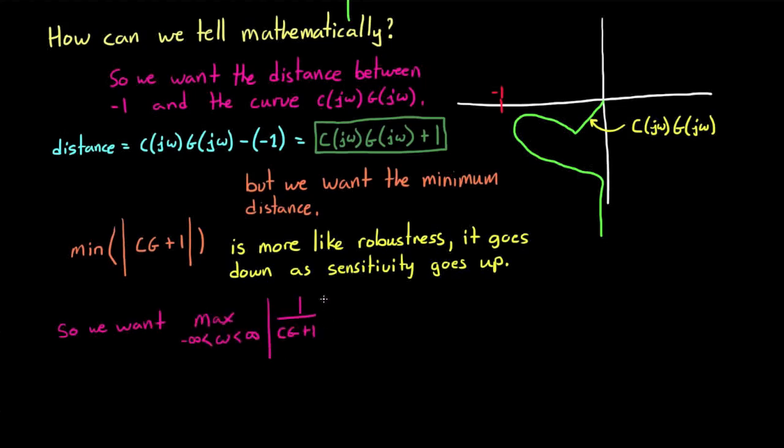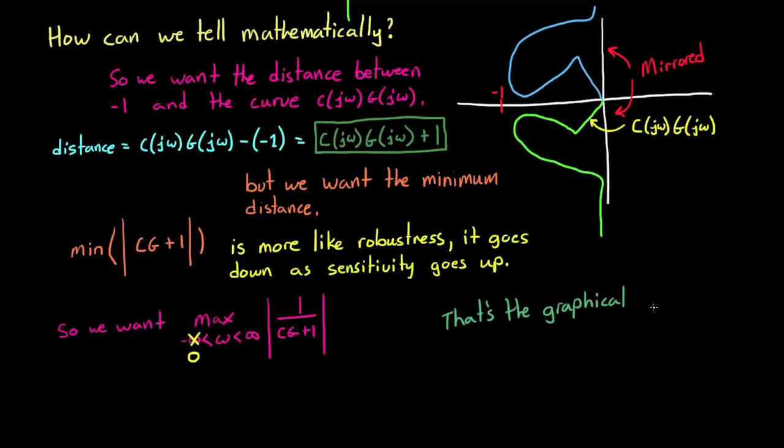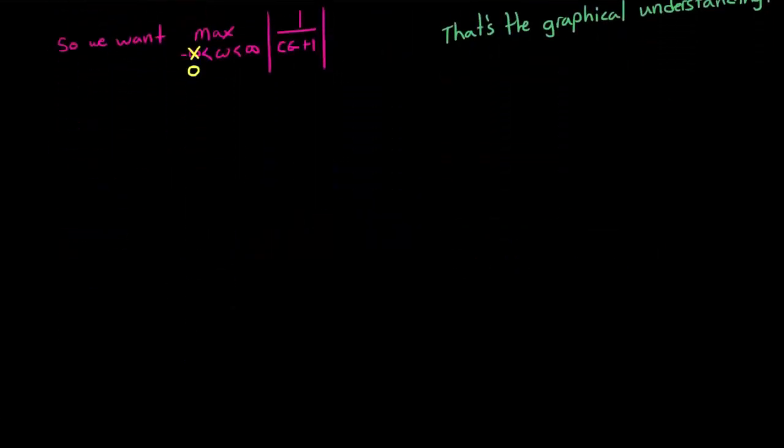And so now our equation is the maximum of the absolute value of 1 over 1 plus CG for any part of the curve over the entire spectrum from minus infinity to plus infinity. But since the Nyquist plot is mirrored about the real line, we really only need to look at frequencies between 0 and infinity. And that is exactly what the sensitivity function is. It's the minimum distance between -1 and the Nyquist curve of C(j omega) times G(j omega). So the first way to think about sensitivity is just graphically on a Nyquist plot, and the sensitivity function tells us how to interpret that mathematically.